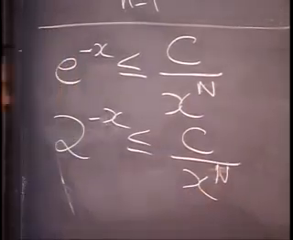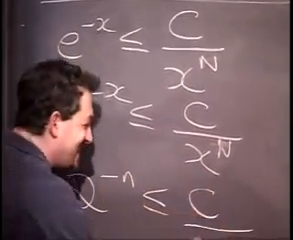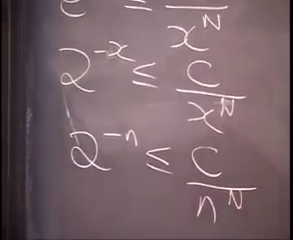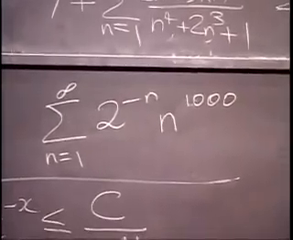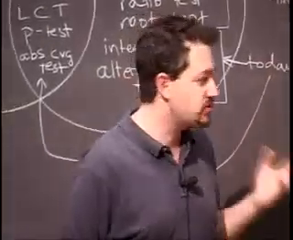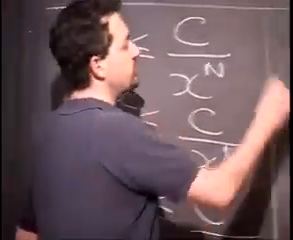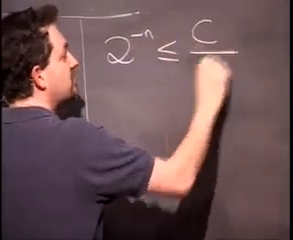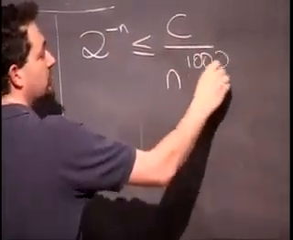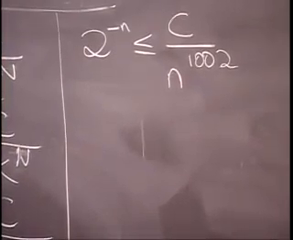So the version that we need is 2 to the minus n is less than c over n to any power you like. Now, if I pick a power that's more than 1,000, it's the same trick we did before. This is all sort of rambling here. What I actually need for this problem is that 2 to the minus n is less than a constant over n to the 1,002. Or I could pick any bigger number. Anything bigger than 1,001 will work.